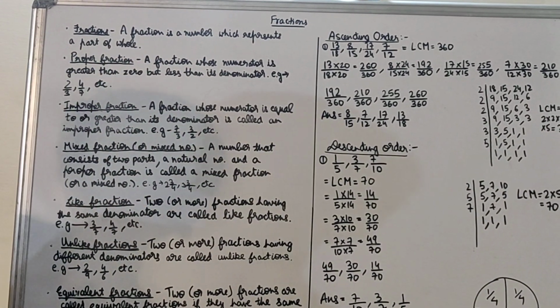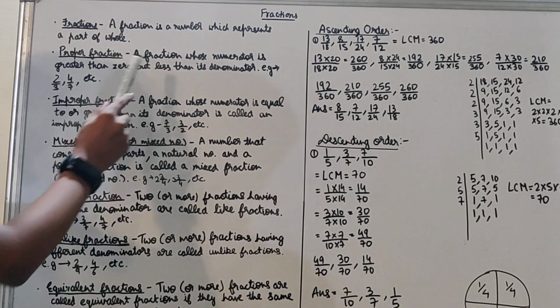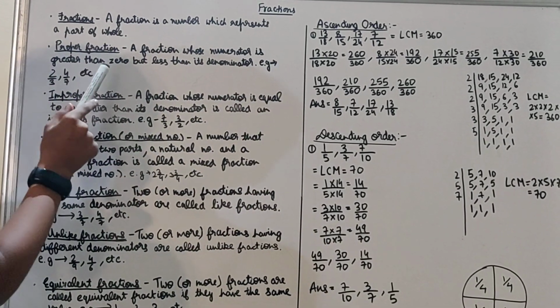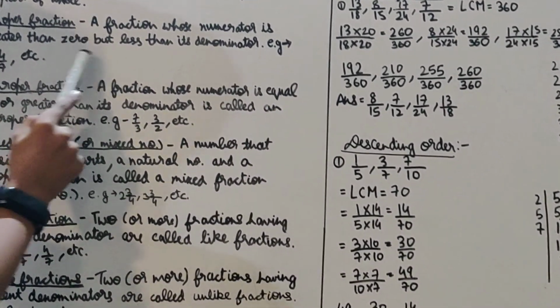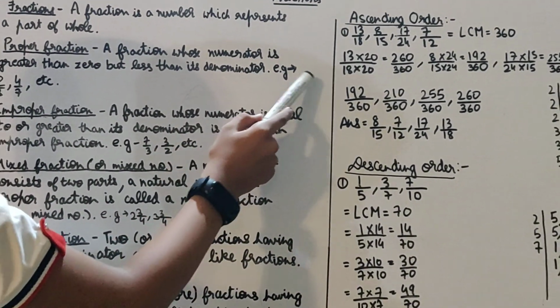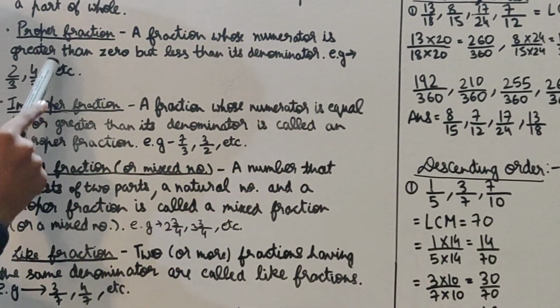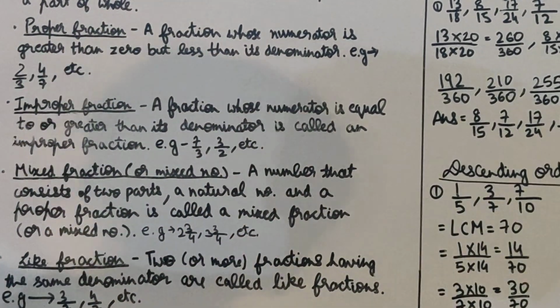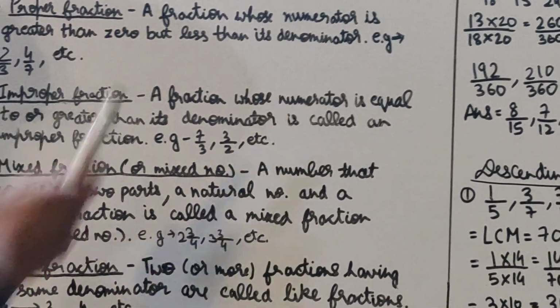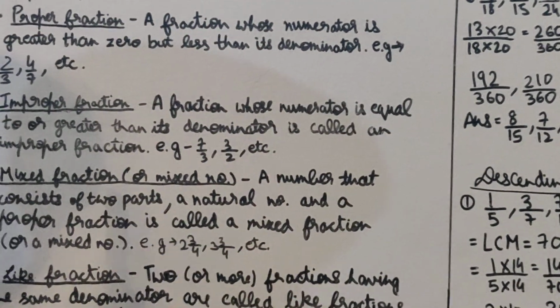Then we move on to proper fractions. A fraction whose numerator is greater than 0 but less than its denominator. Example, 2/3, 4/7, etc. So it's nothing but a fraction whose numerator is greater than 0 but less than its denominator.